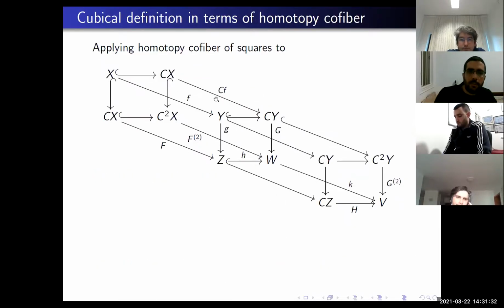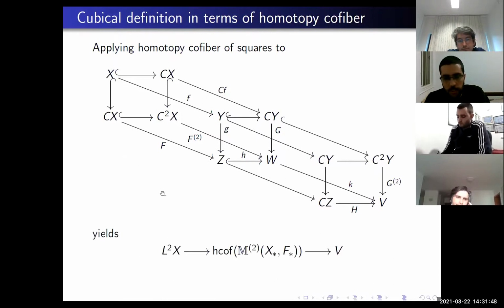So now how do we get the Toda bracket? We apply the homotopy cofiber of the square to this. Then we have the induced maps from the homotopy cofiber of this to the homotopy cofiber of this to the homotopy cofiber of this. We get the same alpha and beta, and we compose them and get the Toda bracket. Okay.